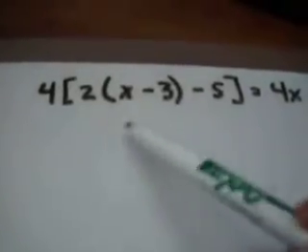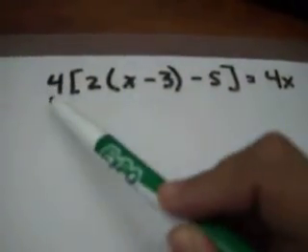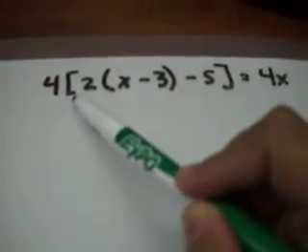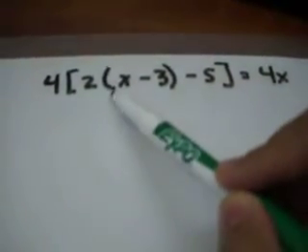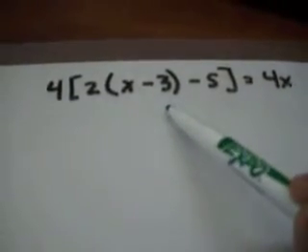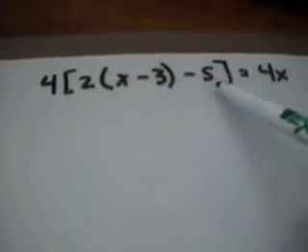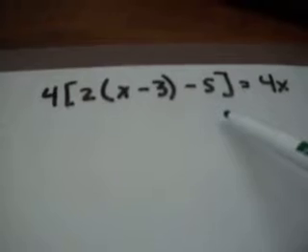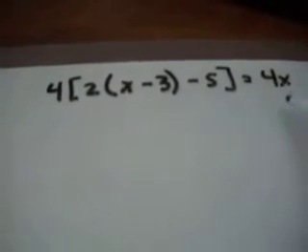Alright, so I have a little tougher question here. I have two brackets, so I have 4 square brackets, 2 round brackets, x minus 3, closing the round brackets, minus 5, closing the square brackets, equals 4x.